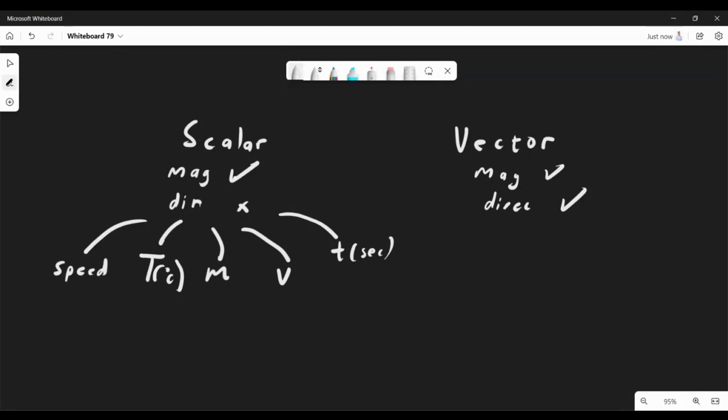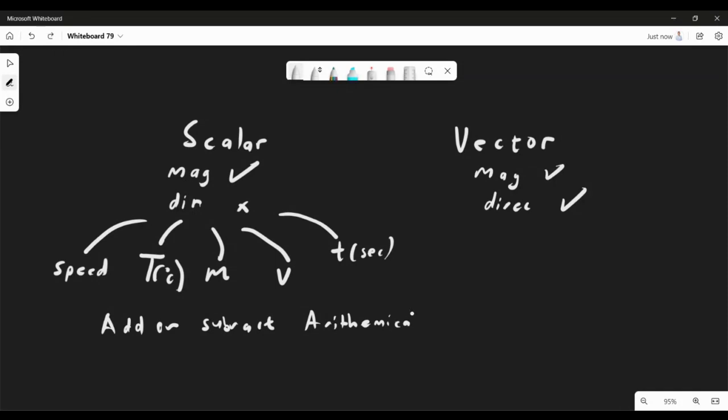What's important to understand is that scalar quantities can be added arithmetically. They can be added or subtracted arithmetically.